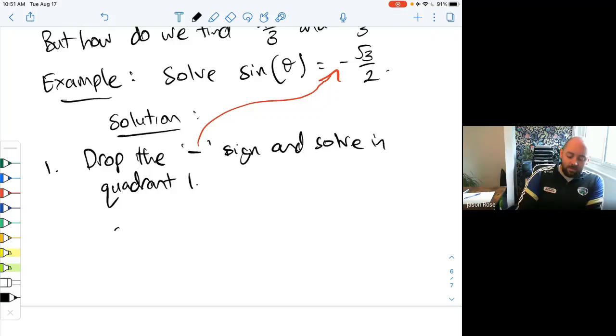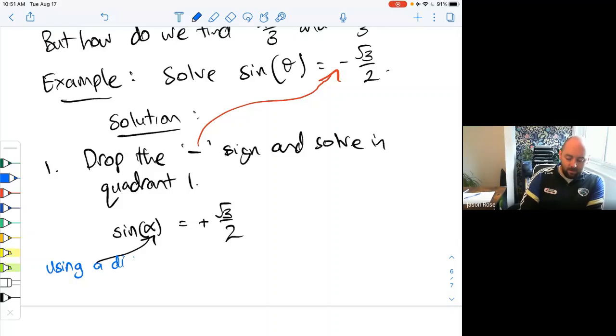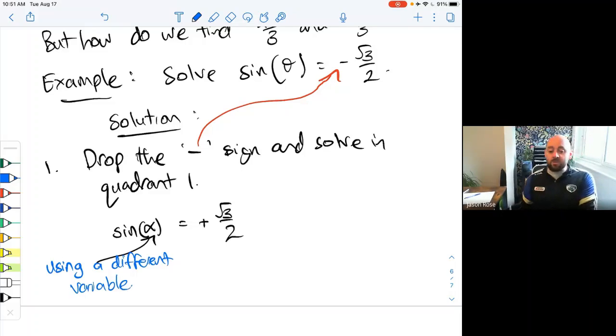So what we're going to do is solve sine of alpha, and I'm using a different Greek letter here, equal to +√3 over 2. So here, I'm using a different variable, because what I'm really doing right now is solving a different question, but I'm going to use the answer to help me.